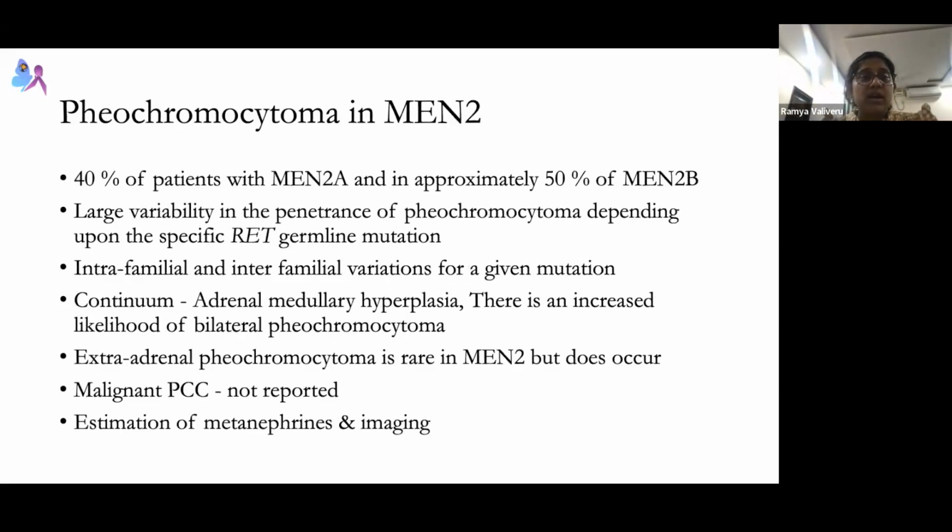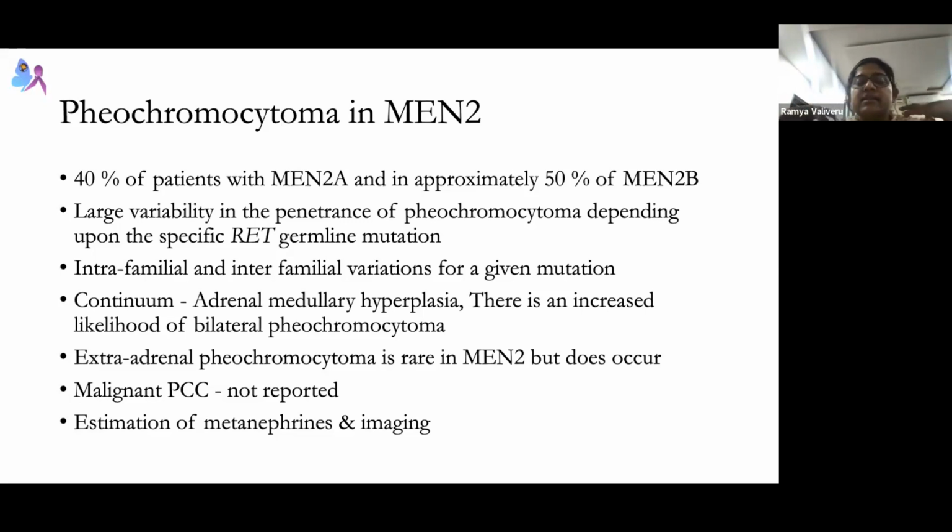Hopefully I get one soon. So coming to FEO in MEN2, 40% of the patients with MEN2 can have FEO, and 50% in MEN2B. And there's a large variability in penetrance. There are intrafamilial and interfamilial variations. So for the same mutation, each person can have a different presentation. Intrafamilial and interfamilial variations are very, very common.